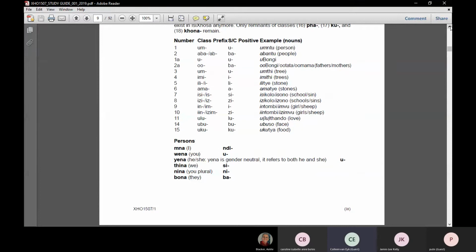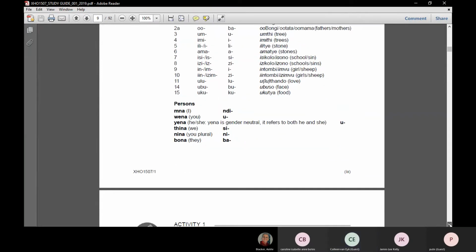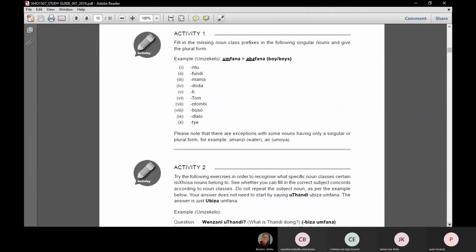Is it ili? Ilike, a stone. Ilike, a stone. And what's the prefix for ilike? The plural, sorry. Amatie. Amache is correct.